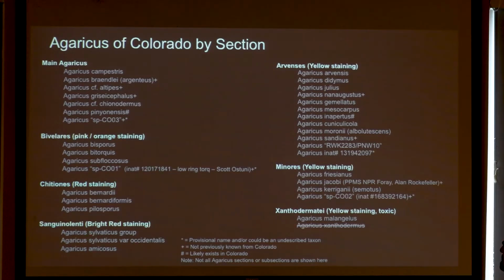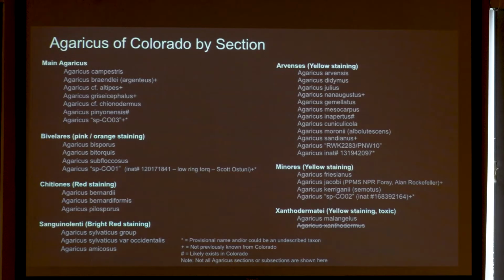Also this one, Scott Ostuni sequenced a few years ago from Denver. And it's like a torque. It looks like a torque, and we probably called it a torque because we feel like we have more than one torque here. And it's very closely related, but it has a really low ring on this type. And it looks different, you can tell. So we'll see pictures of that in a minute.